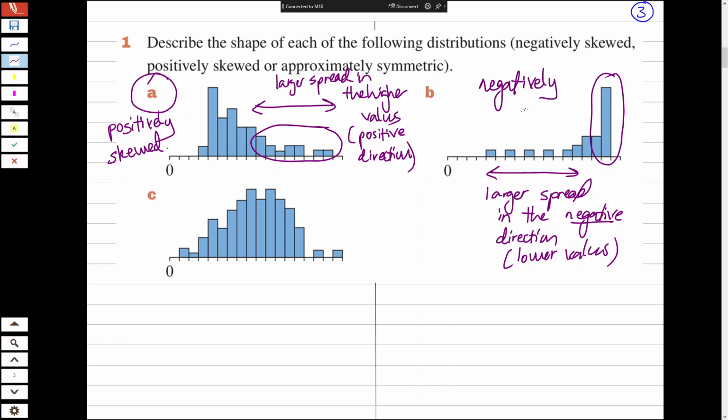What's the third one? We don't really have a peak on either side, so approximately symmetric. When your peak is in the middle, that's usually a clue that it's symmetric rather than skewed.